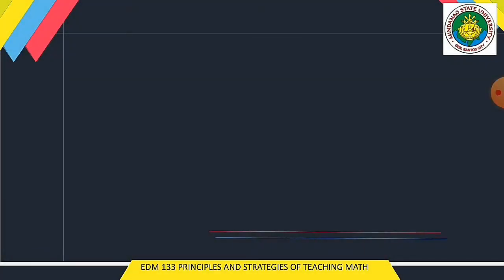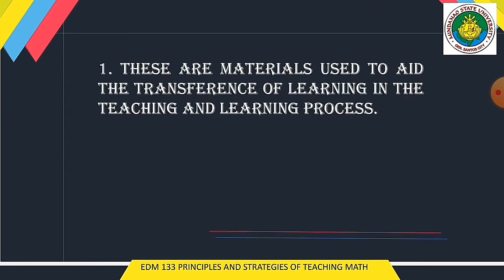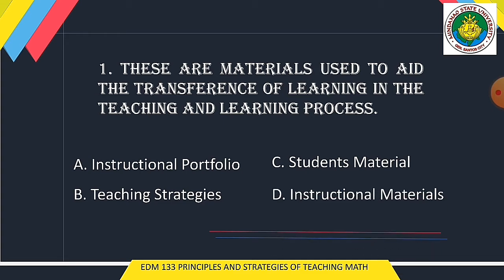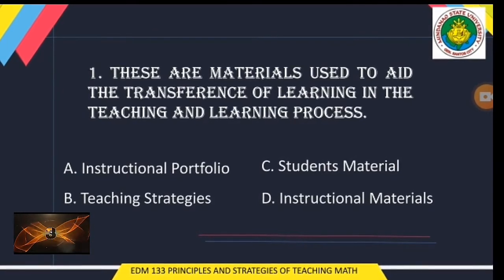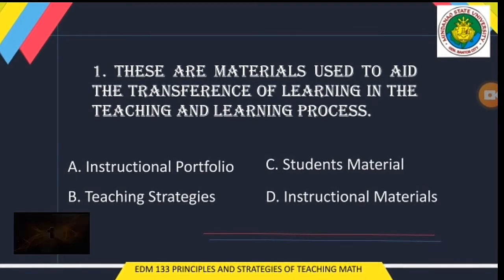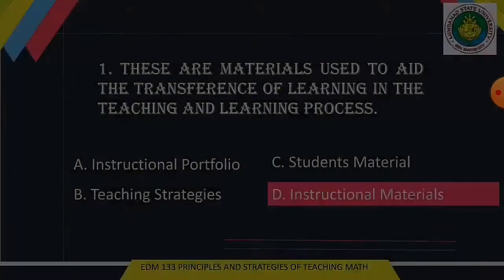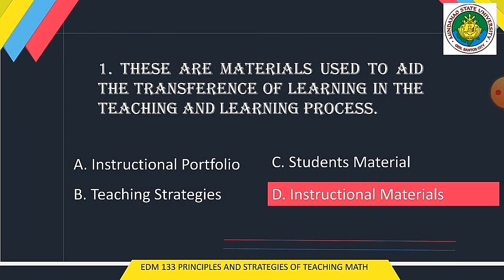For question number 1, we have: these are materials used to aid the transference of learning in teaching and learning process. A. Instructional portfolio. B. Teaching strategies. C. Students' material. D. Instructional materials. You're right. It's letter D. Instructional materials.